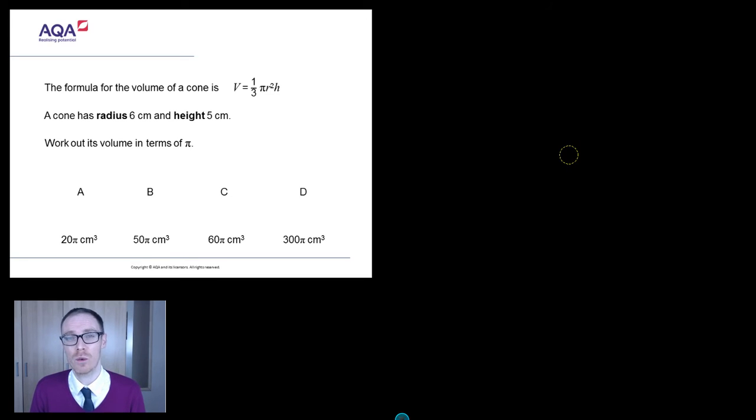Now, this particular question is causing students loads of problems on Diagnostic Questions, so I thought it would be a great one to cover in Question of the Week. And it's been provided by AQA, and it goes something like this.